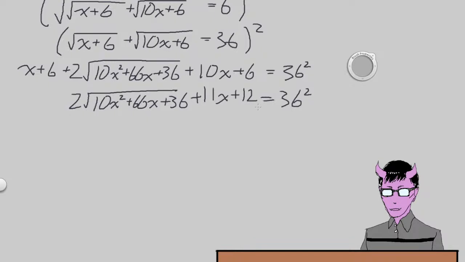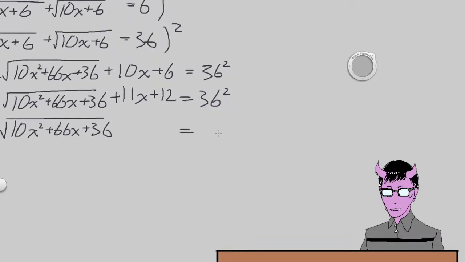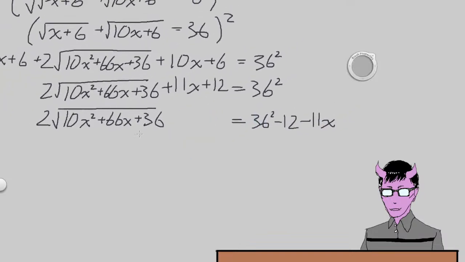I really hope I'm doing this correctly. It doesn't look like it's going to end up nice, does it? That's okay. So we have square root of 10x, let me put the 2, plus 66x plus 36. Again, subtracting that from both sides, subtracting that from both sides, we're going to get, I really don't want to do this. Okay, so it's going to be 336 squared minus 12, and then minus 11x. Alright, but it looks like we have to in order to divide by 2, right?